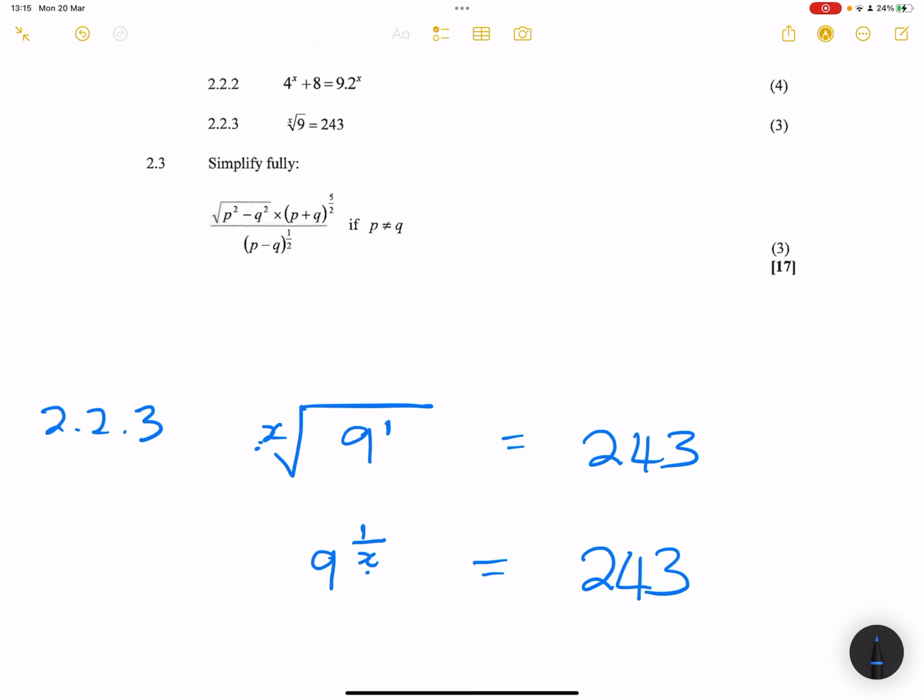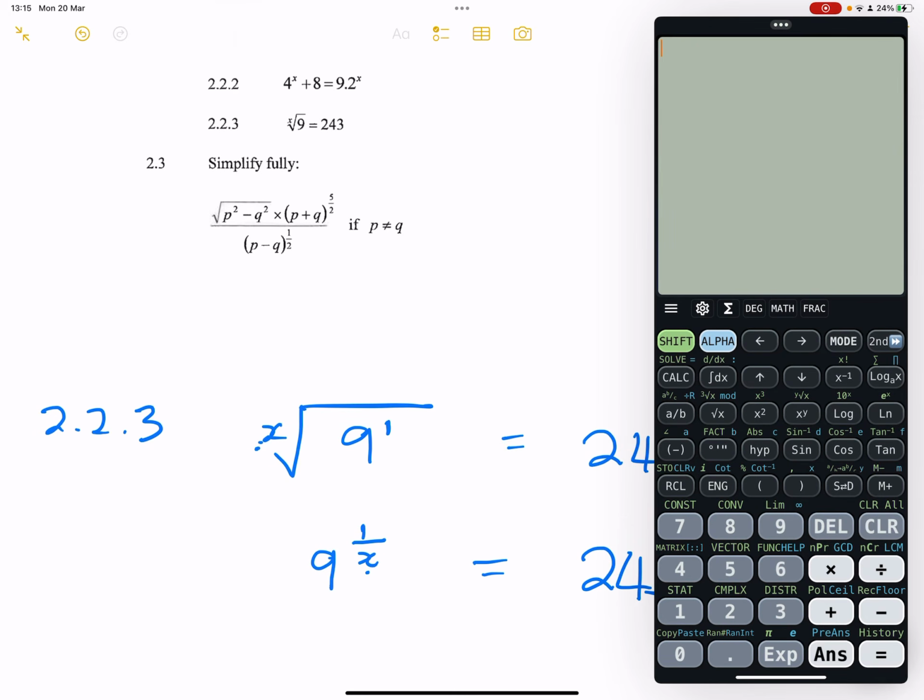Now, you can try this out, ladies and gents, and say, well, if I took 9, we know 9 squared is 81.